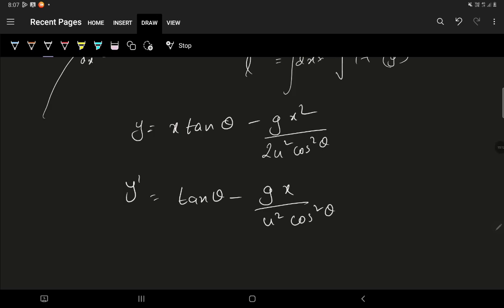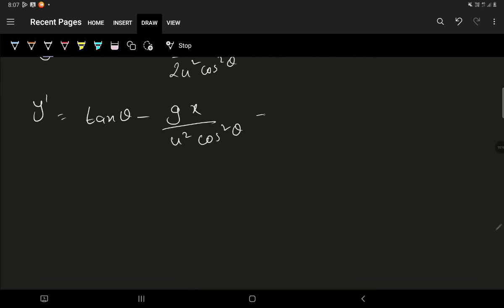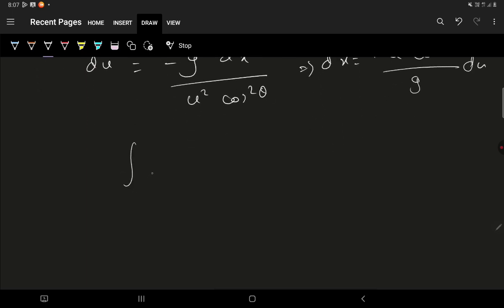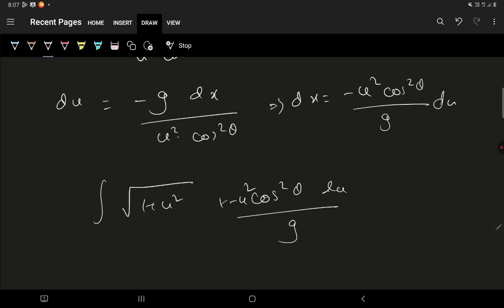Now I'll be using one small substitution, that is I'll be putting y dash to be u. Then what will be du? Du can be written as minus g dx by u square cos square theta. From here you'll get dx to be minus u square cos square theta by g du. Basically we are asked to integrate under root 1 plus u square dx. Sorry, we are already using u for the velocity, so the substitution will be v. Otherwise there would be a mess-up with variables.